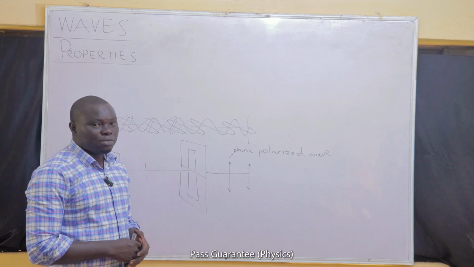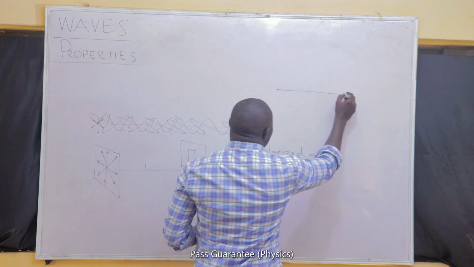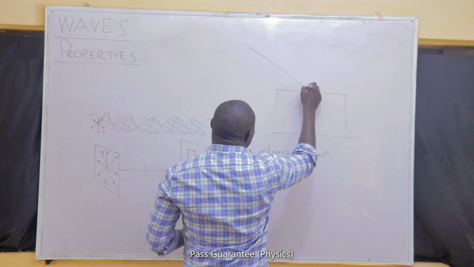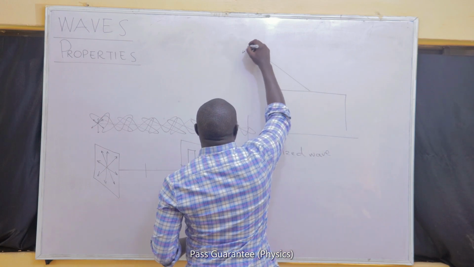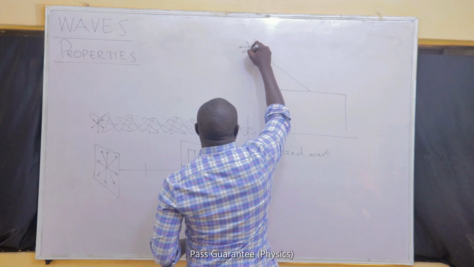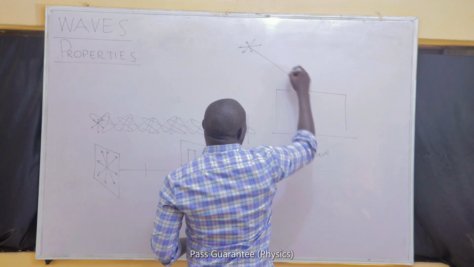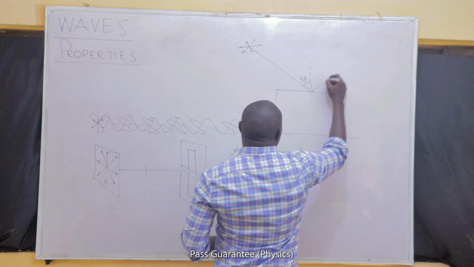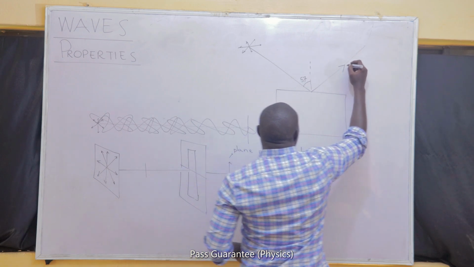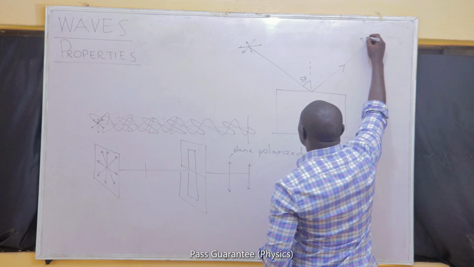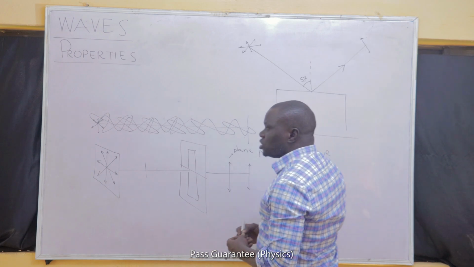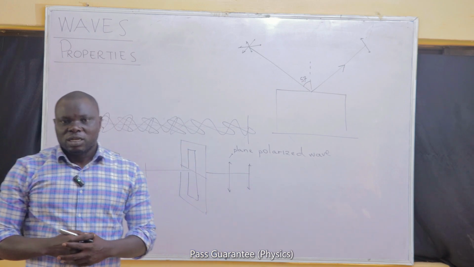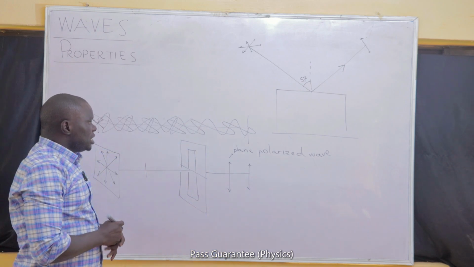It can also be polarized by reflection. Generally, if you allow unpolarized light to hit a smooth glass surface at an angle of incidence of 57, then the reflected light will be plane polarized. There are still many examples that we can use to polarize waves and all other types of waves. So with that, we have come to the end of waves.